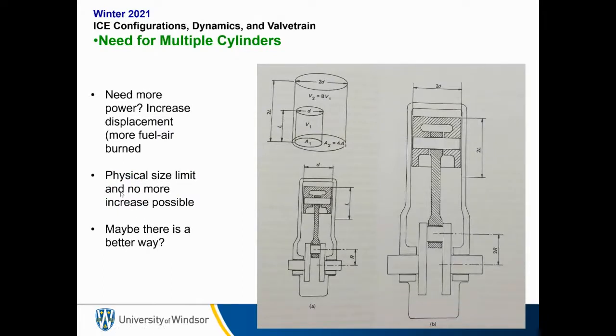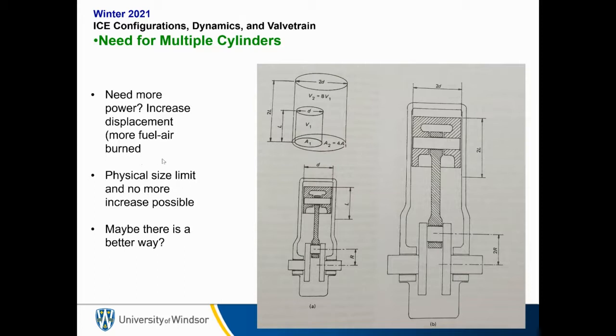When vehicles were originally coming out in the early 1900s, they were generally single cylinder engines, so just one cylinder. If you think about a single cylinder, if we need more power, we have to increase the displacement, i.e. more fuel and air can be burned. Now, the problem with this is that you eventually hit a physical size limitation as to how big you can possibly make your displacement. And there's no real possibility of increasing the size, at least not from a manufacturability or from a being able to accelerate the mass up and down standpoint.